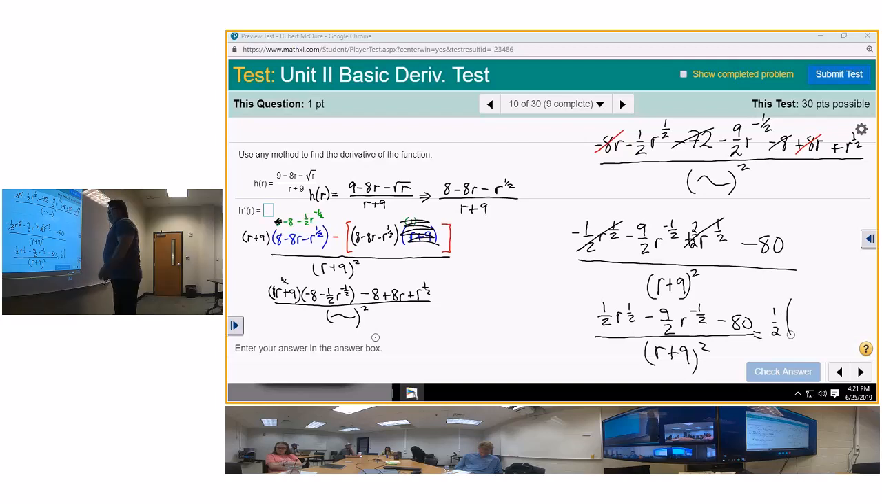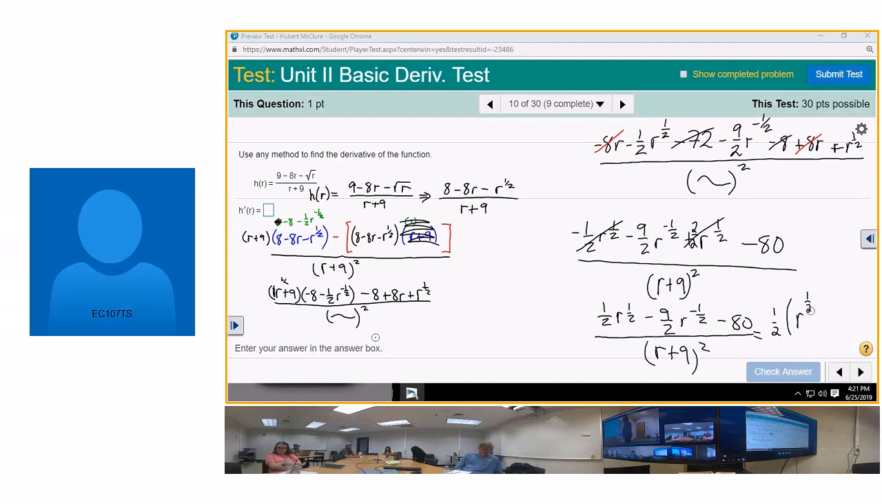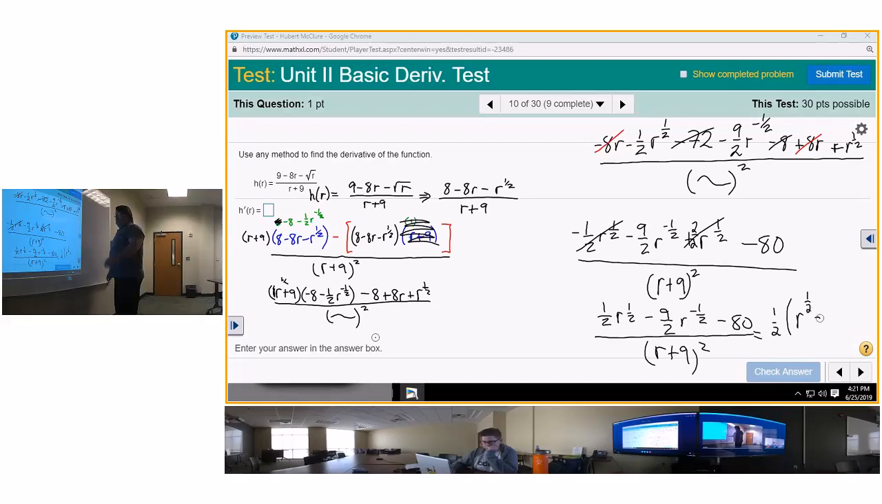And that's going to leave you with r to the 1 half power minus, well, what's 9 halves divided by 1 half? You multiply by 2, so that's 9r to the negative 1 half. And then what do you do when that's negative 160? All over r plus 9 to the second power.